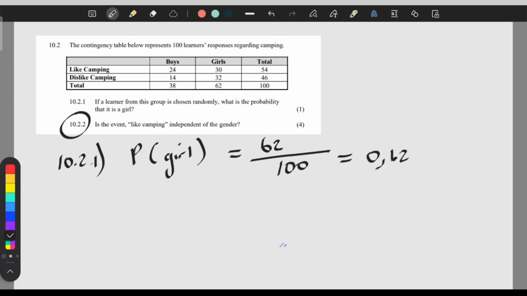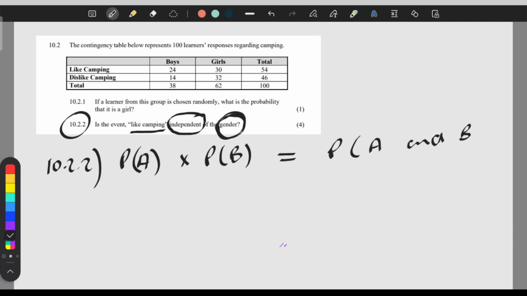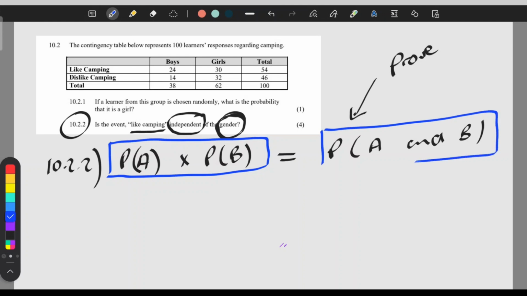Okay, next question. Is the event like camping independent of gender? So for events to be independent, P of A times P of B must be exactly the same as P of A and B. So I have to prove that the left-hand side is equal to the right-hand side. Okay, let's make notes. A is anyone who likes camping. B is gender. So now it's either you use boys or you use girls. I think I'm going to use boys, but you can also use girls.